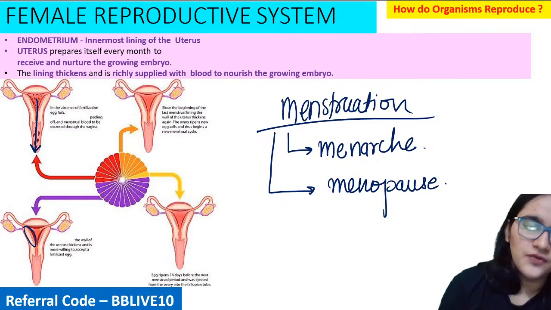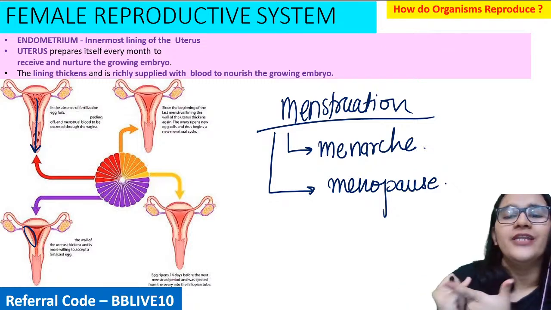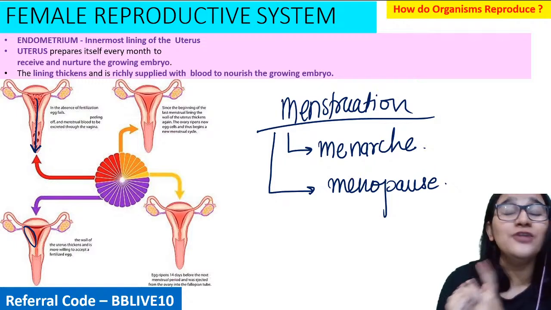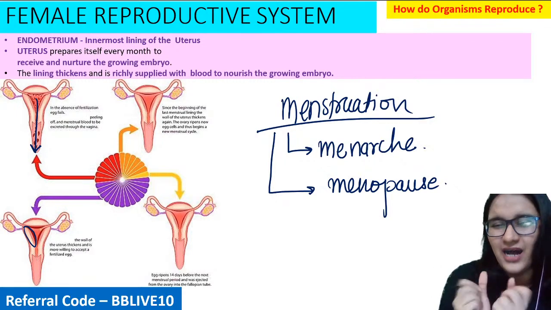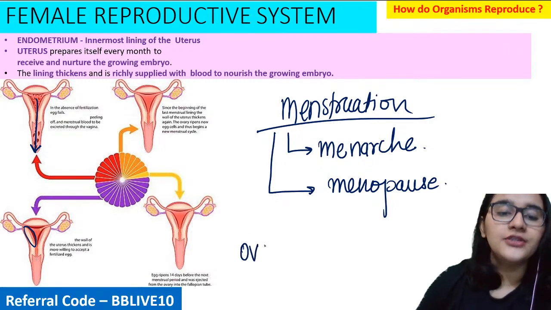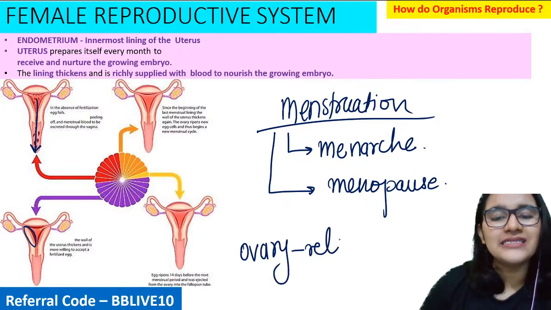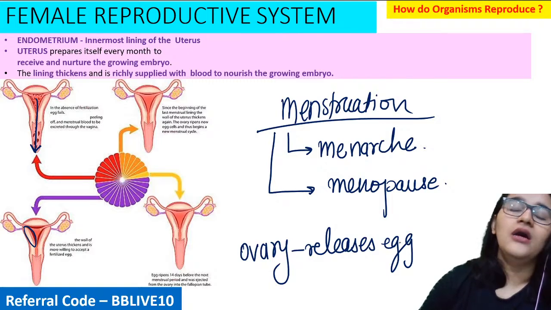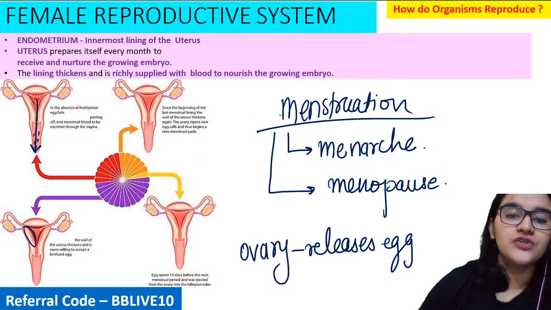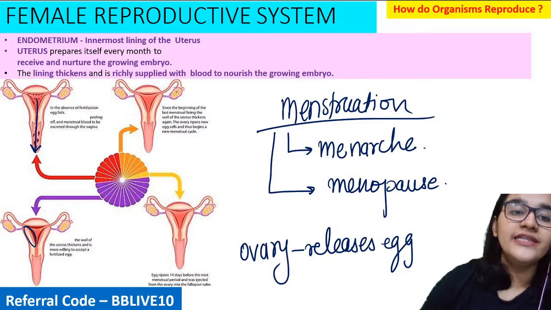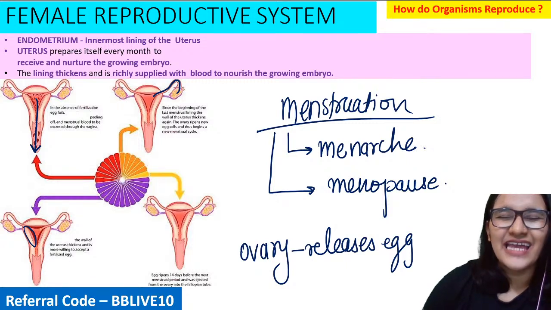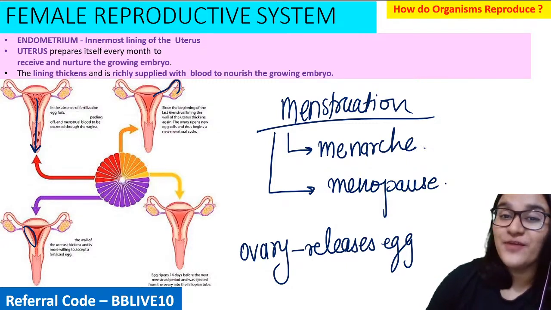So you understand menstruation, menarche, and menopause. But the question is, how does the endometrium wall know when to start thickening up? As soon as the ovary releases the egg, a chemical signal is also given to the endometrium wall and it starts to thicken up, so that by the time the egg reaches the uterus it is nice, thick and fluffy, so that the developing embryo can embed.